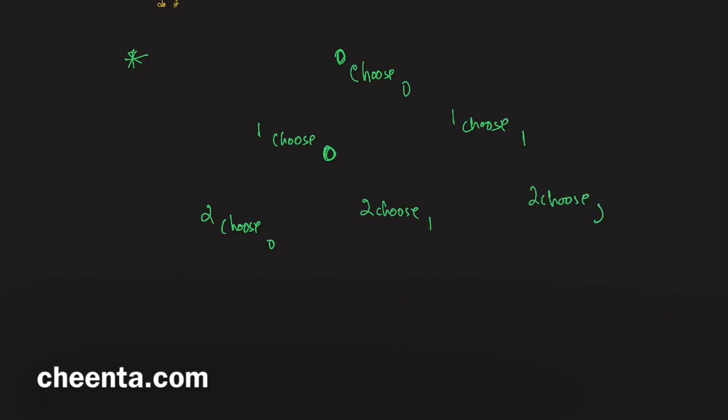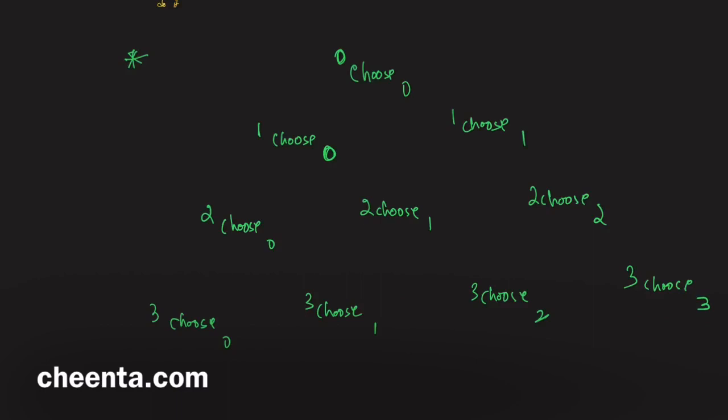The Pascal's triangle now looks like 0 choose 0. Maybe I can write it like this. 0 choose 0, because you're doing the null case. Then we have 1 choose 0, 1 choose 1. Then we have 2 choose 0, 2 choose 1, 2 choose 2, 3 choose 0, 3 choose 1, 3 choose 2, 3 choose 3. So the Pascal's triangle is like this.